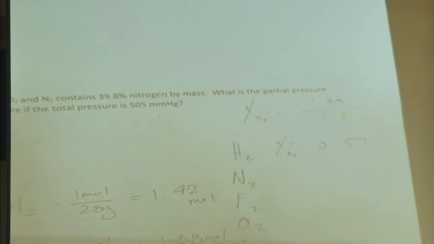Well, we go back to the problem. It says 505 millimeters of mercury. So to find the partial pressure of O2, we will be doing 0.57 times 505, and that equals 287.7, or 288 millimeters of mercury.